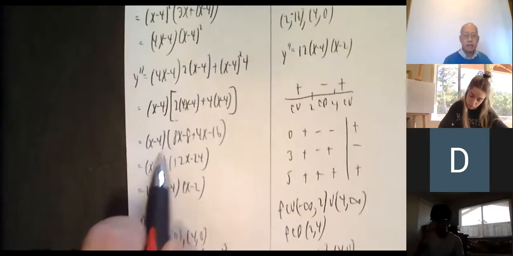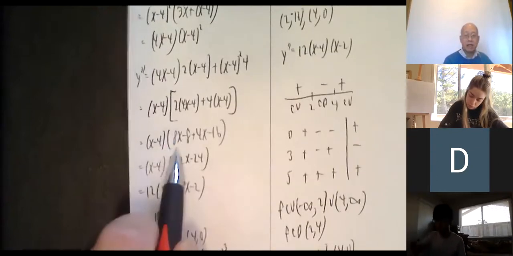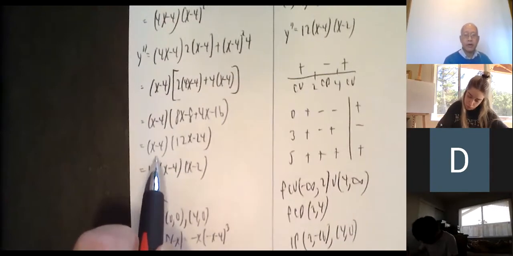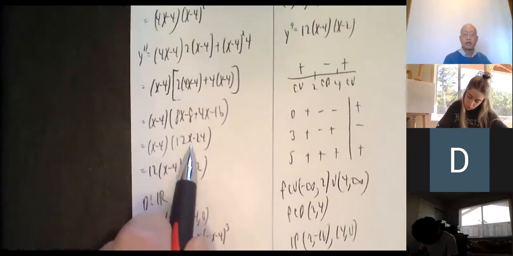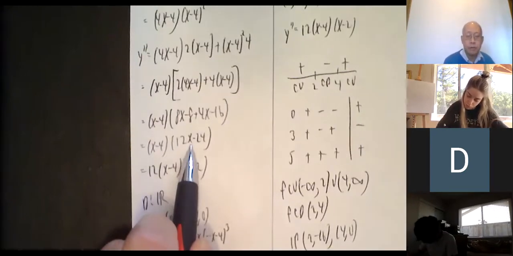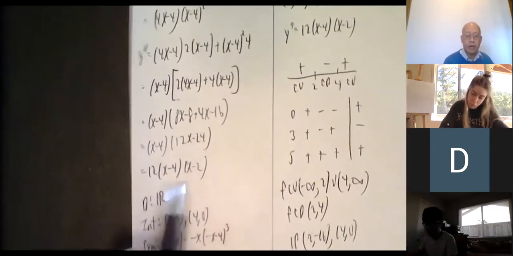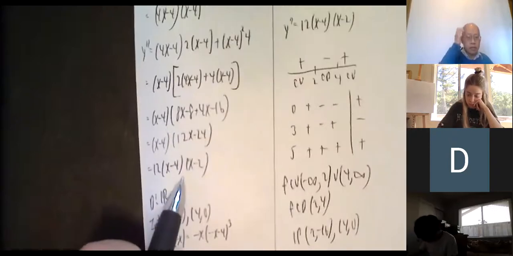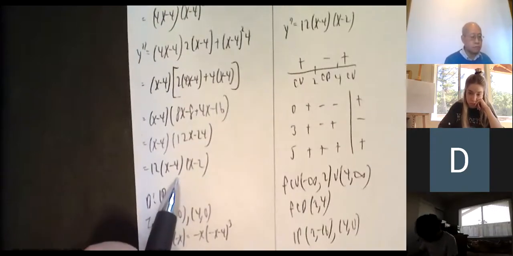All right, clean this up. That's 8x minus 8 plus 4x minus 16 for a grand total of (x minus 4)(12x minus 24). Factor out a 12: 12(x minus 4)(x minus 2). All right, so I have the first derivative and the second derivative completely factored, so that's going to help me when I graph this thing.